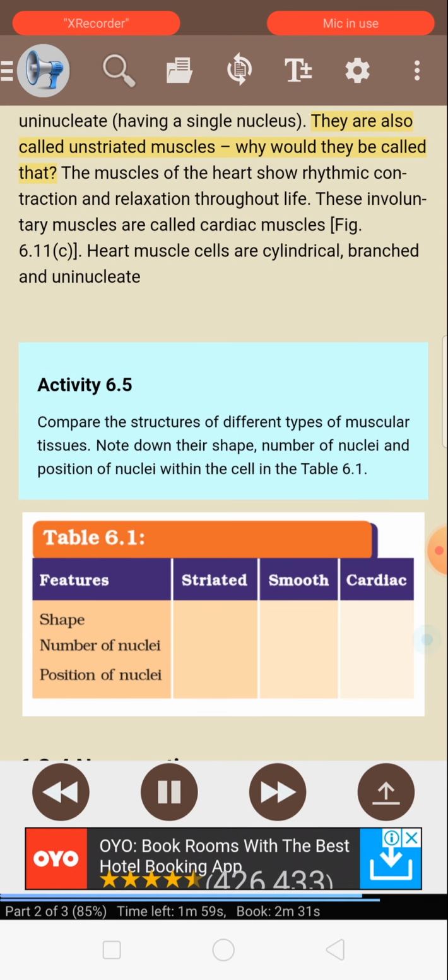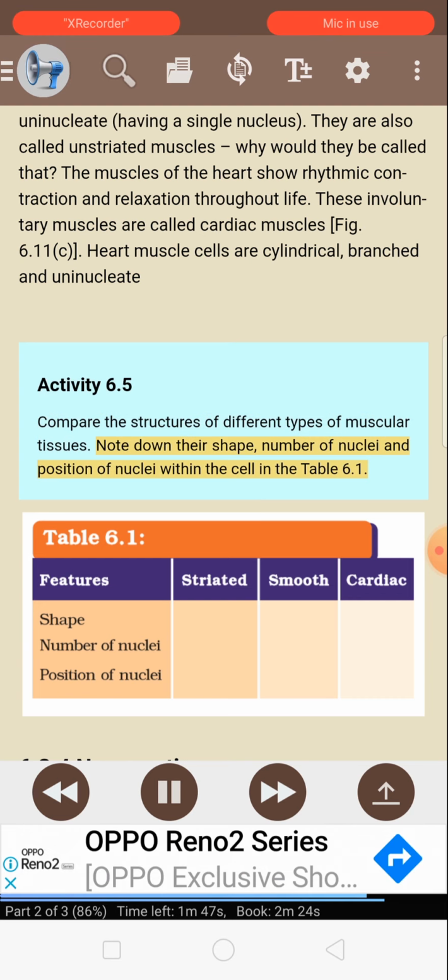Why would they be called that? The muscles of the heart show rhythmic contraction and relaxation throughout life. These involuntary muscles are called cardiac muscles. Figure 6.11c. Heart muscle cells are cylindrical, branched, and uninucleate. Activity 6.5. Compare the structures of different types of muscular tissues. Note down their shape, number of nuclei, and position of nuclei within the cell in the table 6.1.